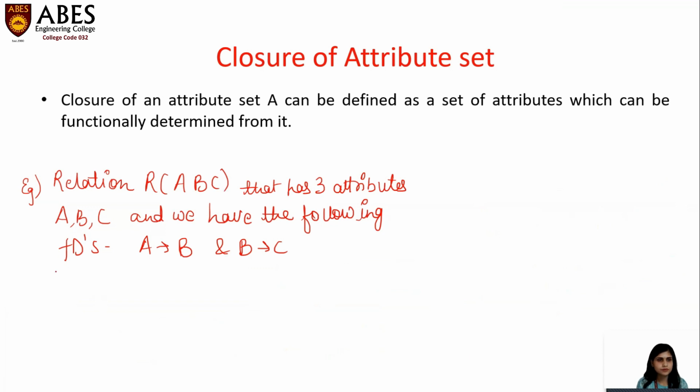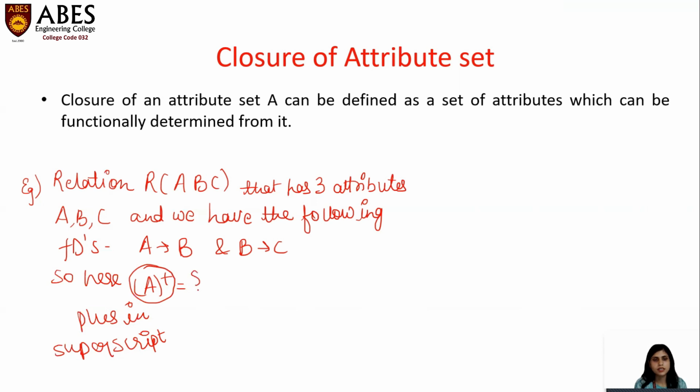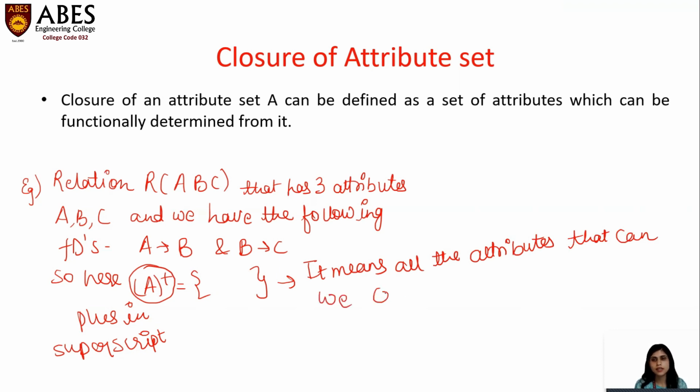Here I'm going to use a notation: A with a plus as a superscript. Since we are computing the closure of A, we will write the closure of A like this, A plus. Logically, it means all the attributes that we can directly or indirectly determine from A.